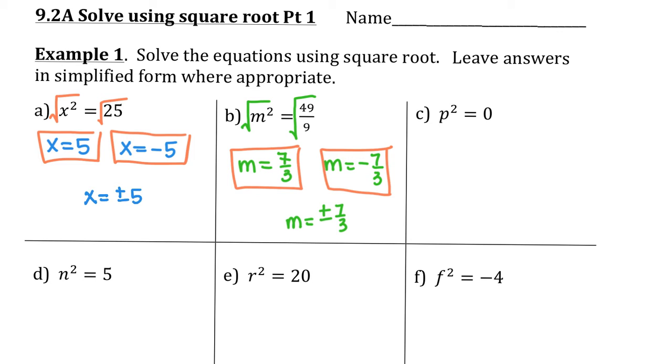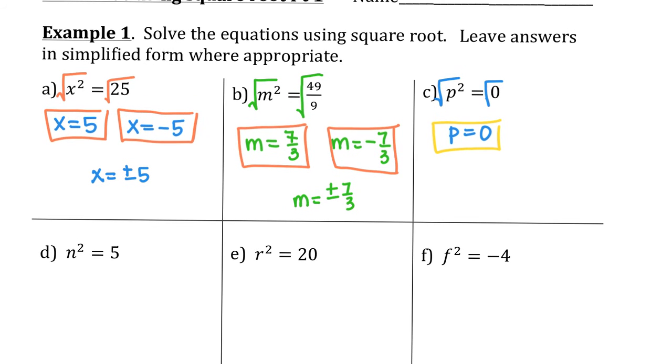Okay, I'm going to go ahead and try the next one. Since it's p to the second power, I will square root both sides. The square root of 0 is 0. Normally we also have a negative answer, but there's no such thing as -0. So I only get one answer here. P is 0. Okay, let me try the next one.